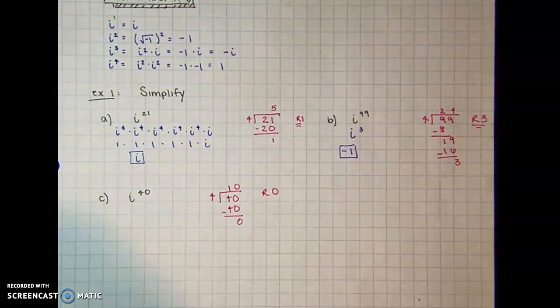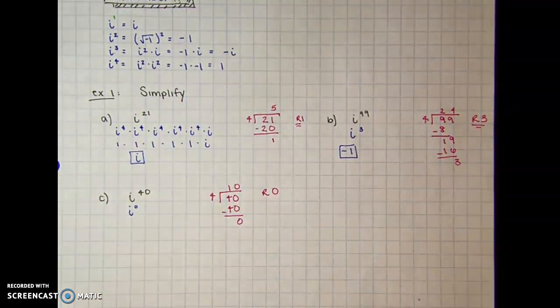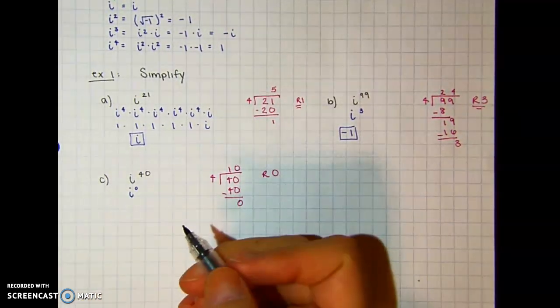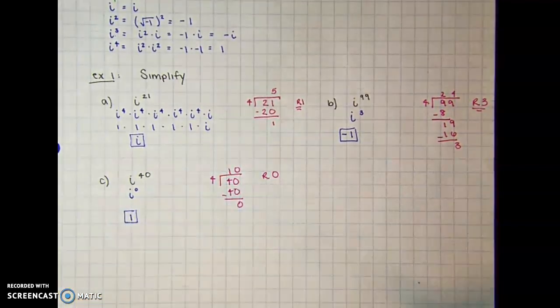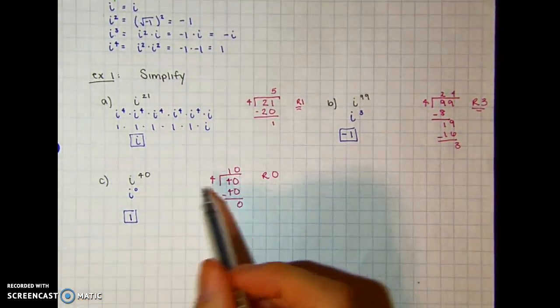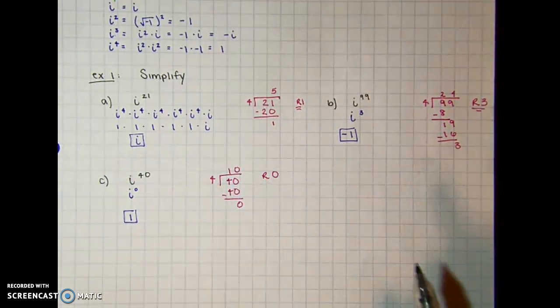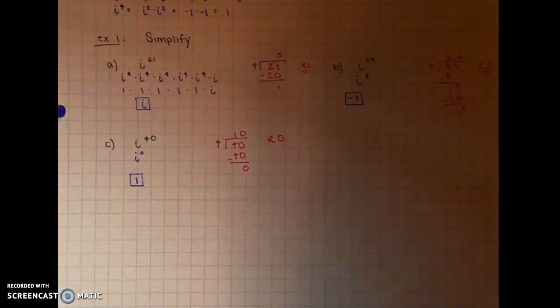And i to the 0, we didn't talk about that, but hopefully you remember from Algebra 1, i to the 0 is the same as any number to the 0 power, and that's just 1. And it'd be i to the 4th 10 times, which is 1 times 1 times 1 times 1 times 1 times 1, 10 times. So it's just 1.